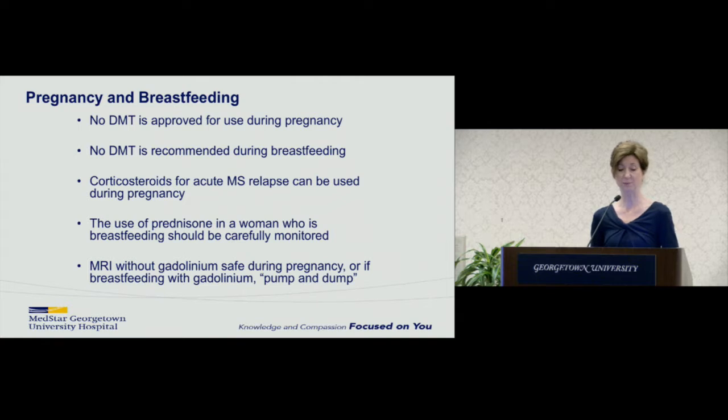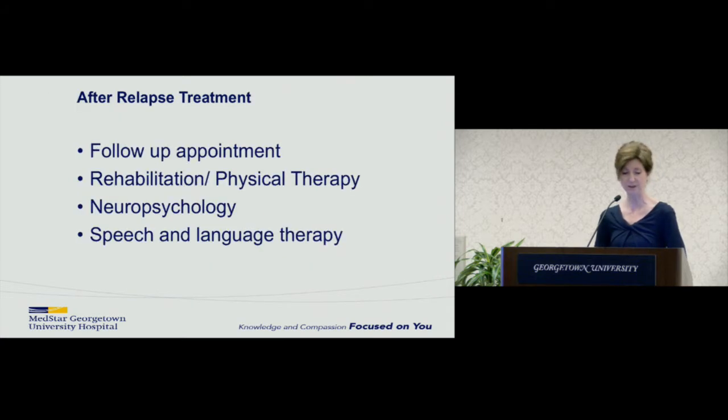No DMT is approved for use during pregnancy. And when I say DMT, I mean disease-modifying therapy. No DMT is recommended during breastfeeding. Corticosteroids for acute MS relapse can be used during pregnancy. The use of prednisone in a woman who is breastfeeding should be carefully monitored, and you need to talk to your pediatrician. MRI without gadolinium is safe during pregnancy, or if breastfeeding with gadolinium, you need to pump and dump. You wouldn't want to give that to the baby.